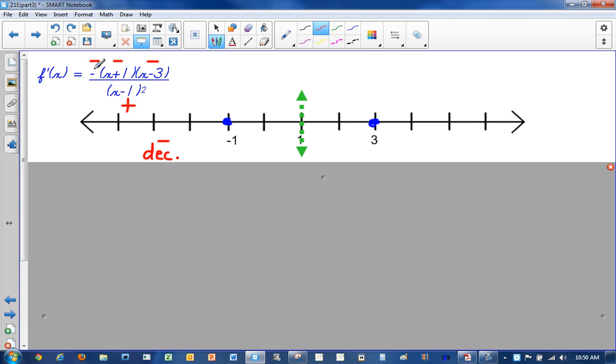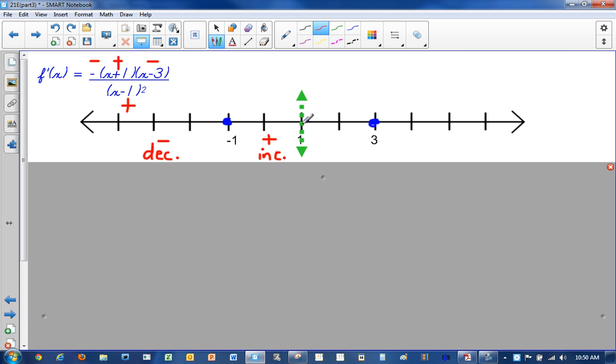Then between -1 and 1, I'm going to try the number 0. So this negative sign will stay negative. 0 plus 1 is positive, but 0 minus 3 is still negative. Everything's positive on the bottom, so this ends up being positive. The first derivative is positive, meaning that the original function is increasing everywhere between -1 and +1.